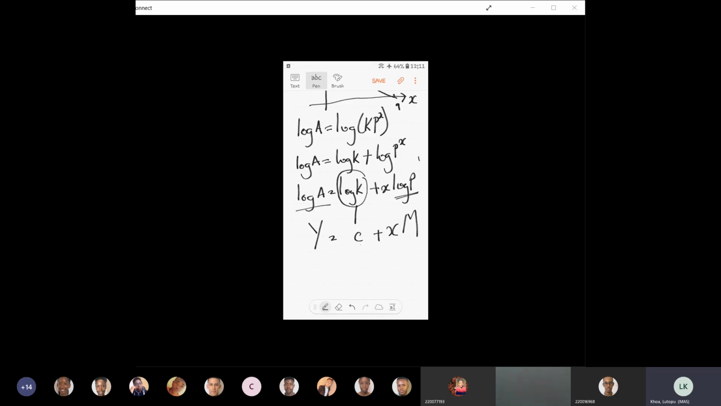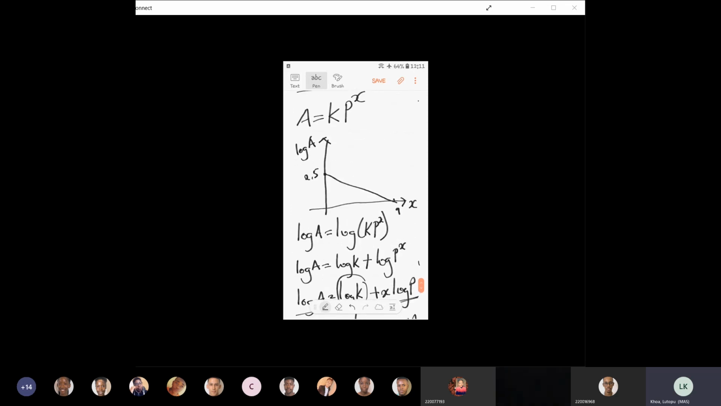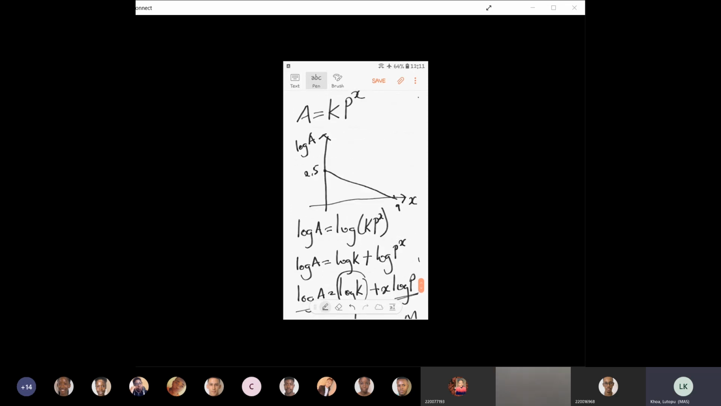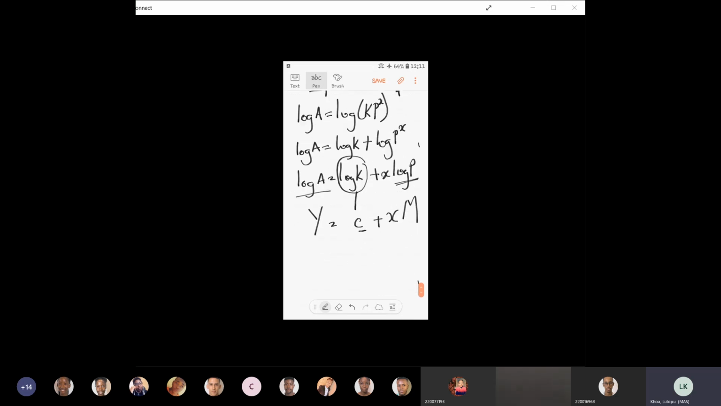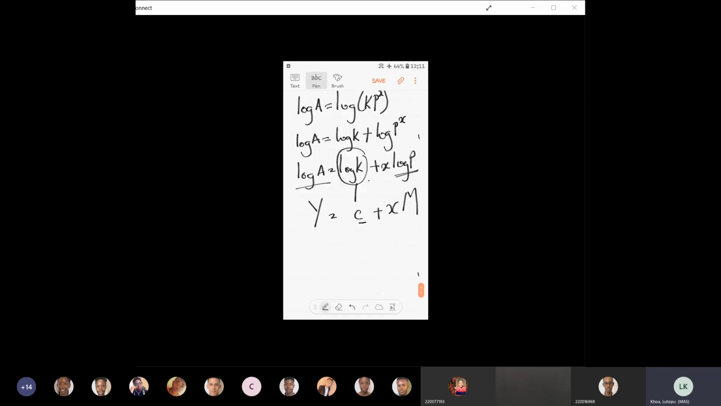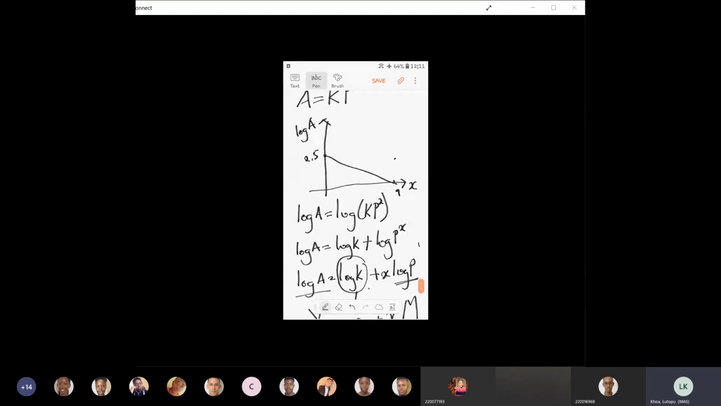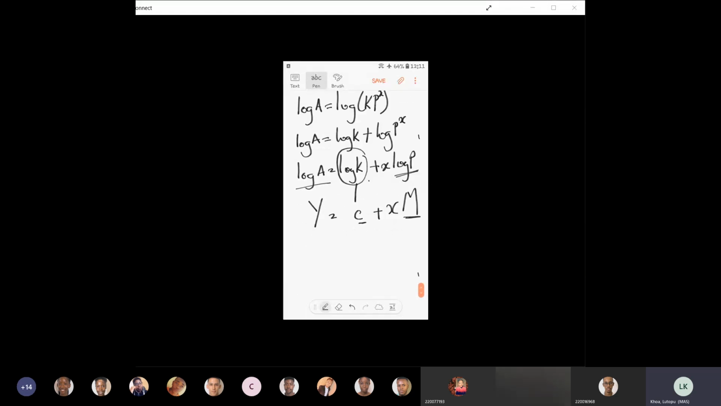Then I know that if I look at the y-intercept on the graph, you can see the graph is drawn. If I look at the y-intercept on the graph, then I know that the y-intercept is equal to log k, and then I can solve that to get k. And then after that, I can work out the gradient. Then when I get the gradient from the graph over here, then that gradient I will equate it to log p and then just solve for p. Okay, so it's that simple.